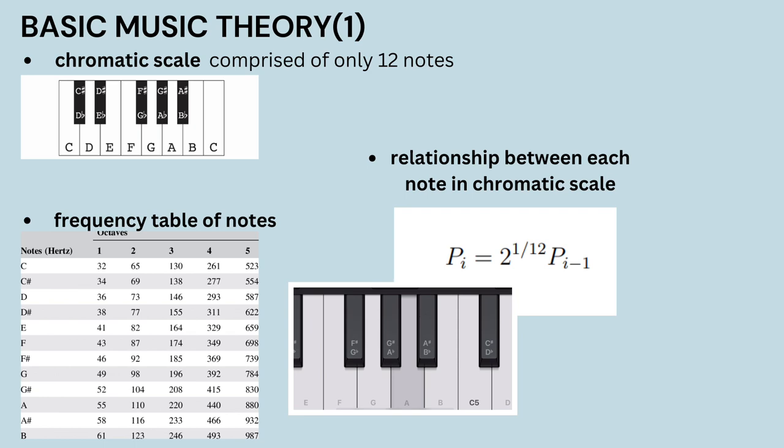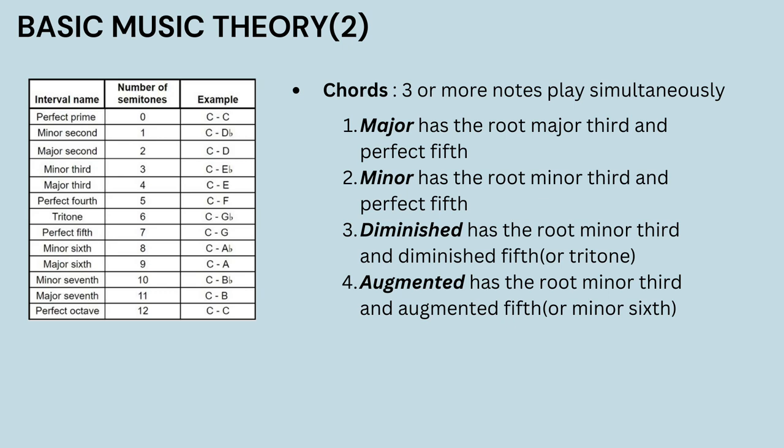So, what is a chord? A chord is multiple pitches played simultaneously. There are four chord families, which are major, minor, diminished, and augmented. The relationship of notes in the chords is shown as follows.